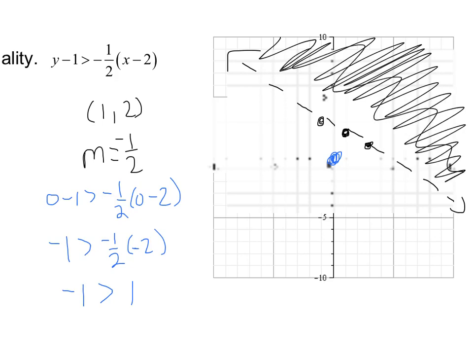So when it was true, you shaded the side the point was on. When it was false, you shade the opposite side. And you don't need to graph that point. I'm just showing you what I'm testing. So if you want to, you can erase it. Okay? Let's take a look at some more examples.